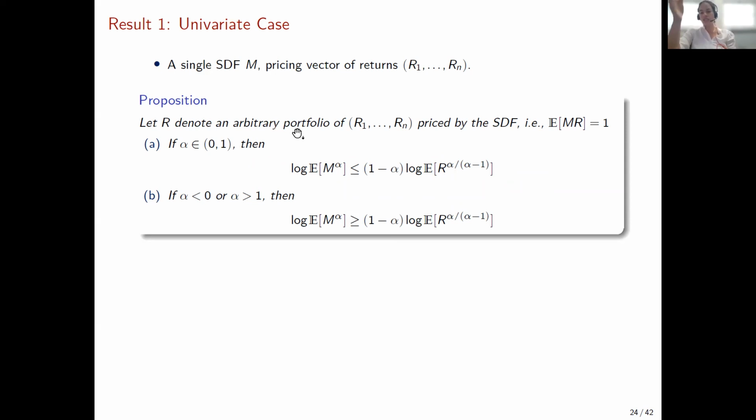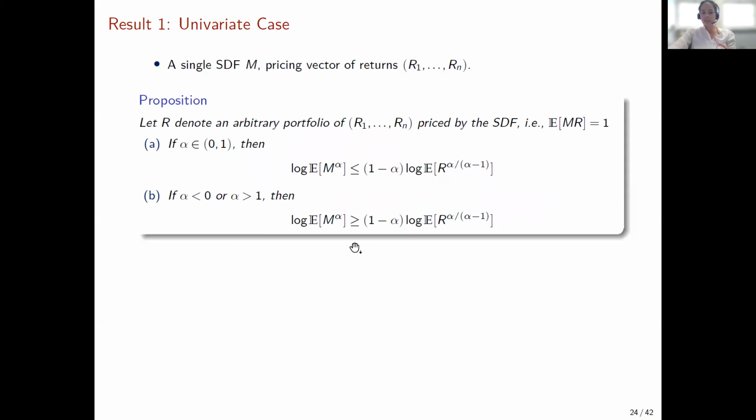So this is just a sanity check that we can recover the results that we have in the literature, which are in the univariate case. So remember, in the univariate case, we have a single stochastic discount factor, and we have a pricing vector of returns. In this case here, we can calculate in closed form what the upper and the lower bound are going to be.